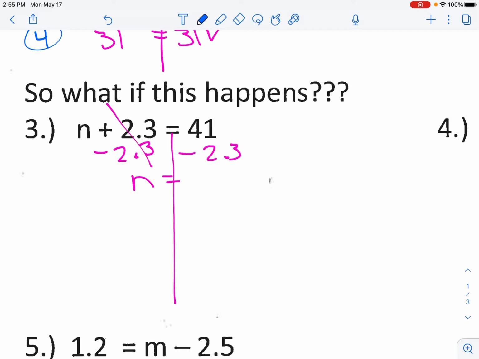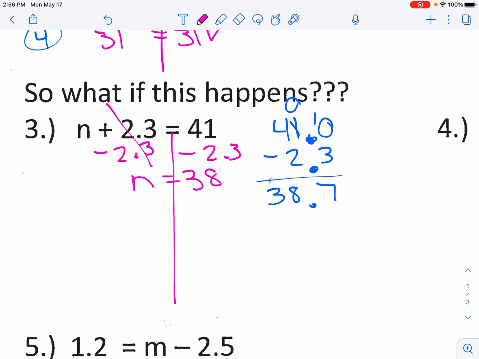Since I'm subtracting a decimal from a whole number, I'm going to slide over here and line up those decimals. We're going to call that 41 0/10 minus 2 3/10. That decimal drops straight down. I'm going to borrow. 10 minus 3 is 7, and 40 minus 2 is 38. So I think n equals 38 7/10. I think that's my solution. So the next line is called substitution.